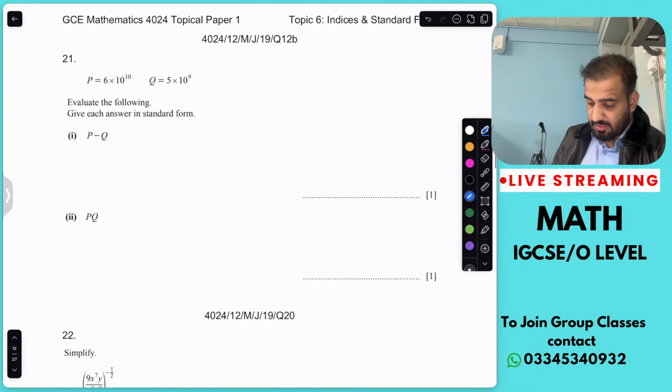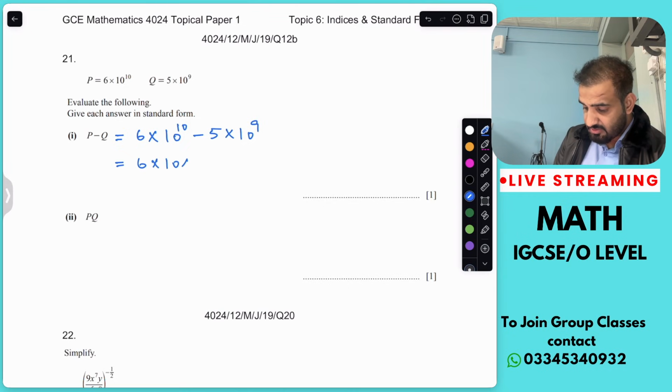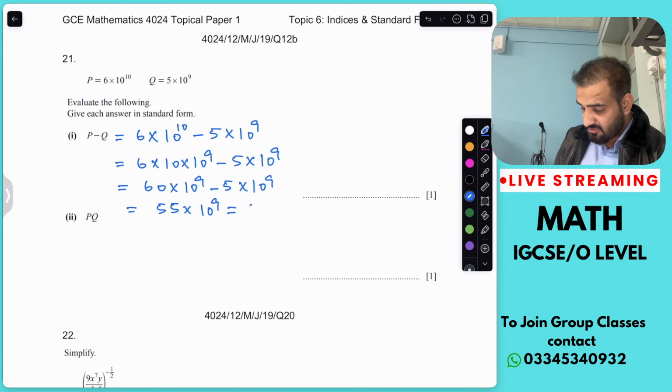21. P minus Q. 6 cross 10 raised to power 10 minus 5 cross 10 raised to power 9. So 6 cross 10 raised to power 10 is 60 cross 10 raised to power 9, minus 5 cross 10 raised to power 9. So 60 minus 5 is 55 cross 10 raised to power 9. Which will become 5.5 cross 10 raised to power 10.